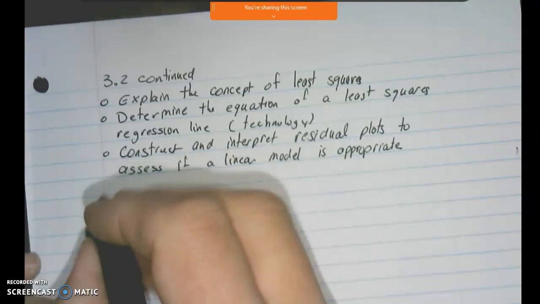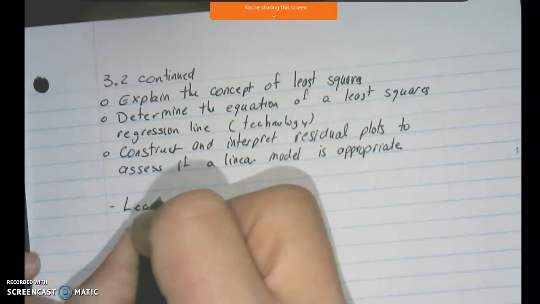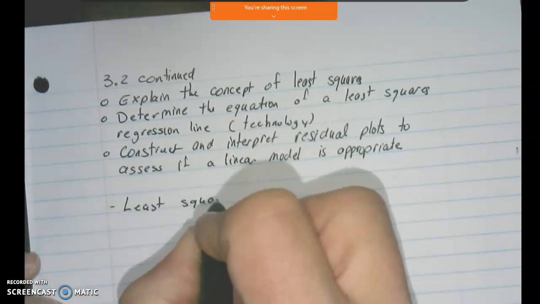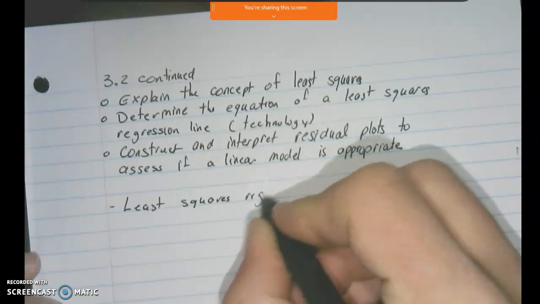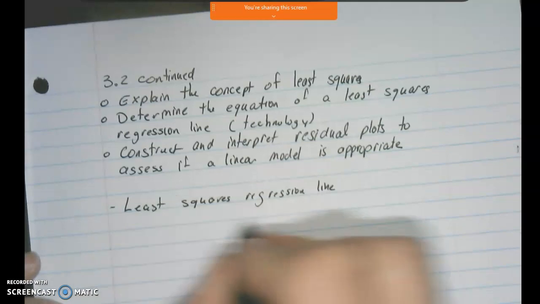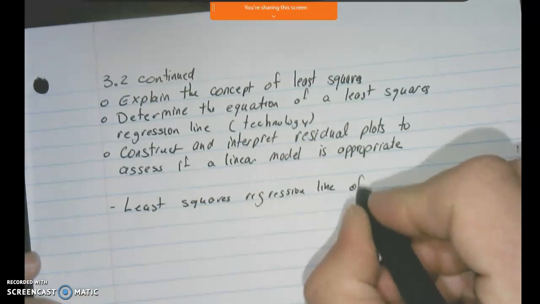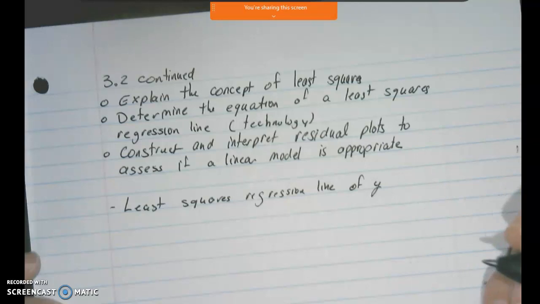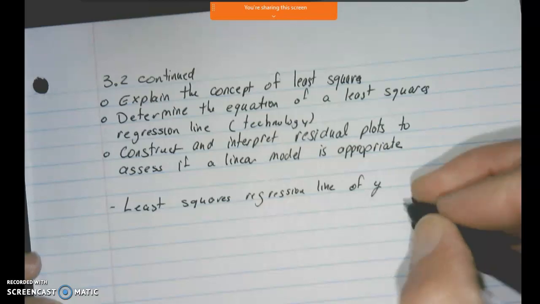Okay, so our least squares regression line. So this is of y, which was, what kind of variable was that again? Is that a response or explanatory? Response, because there's no x in it. So y is response, explanatory is my x. Okay.